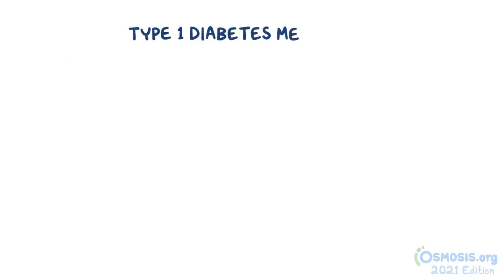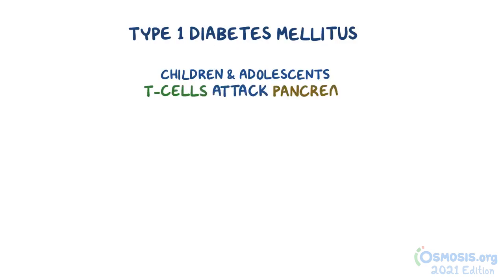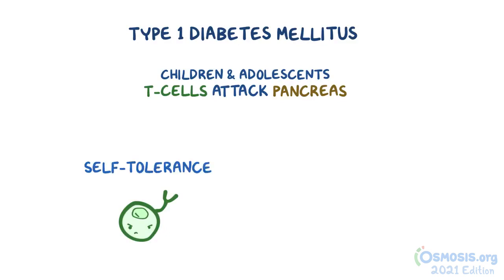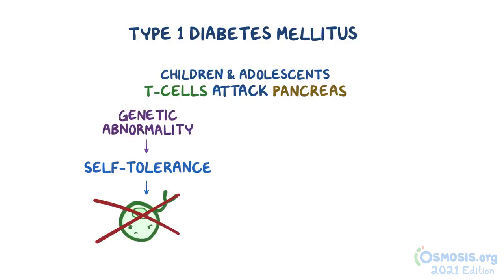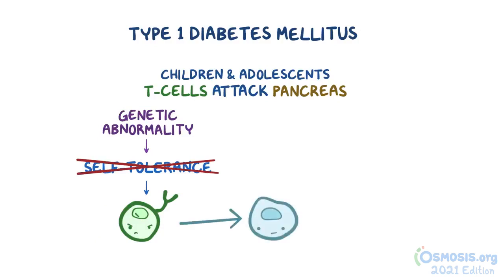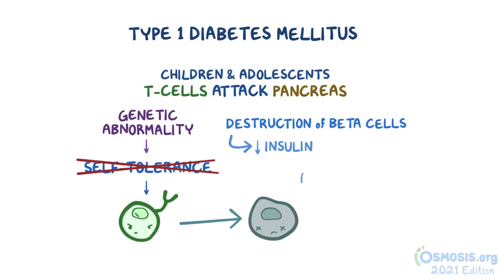Type 1 diabetes mellitus, which most commonly affects children and adolescents, arises when a person's own T cells attack the pancreas. Normally, maturing T cells in our body go through a process called self-tolerance, where the T cells that would attack our own body are eliminated. In type 1 diabetes, there's a genetic abnormality which causes the loss of self-tolerance among T cells that target the beta cells. The result is the destruction of the beta cells, which leads to decreased insulin production and hyperglycemia, or increased blood glucose.